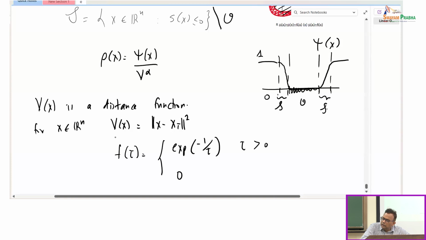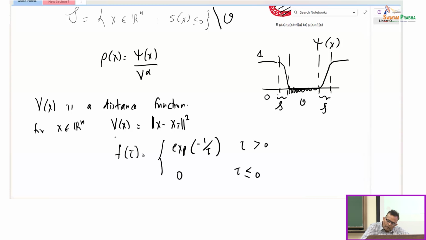If you don't get those details, that's okay, because there is no unique way of constructing it. There could be different ways. As long as you get the big picture of what this function should look like, there could be various ways of actually constructing it. I'm just telling you one possible way. Okay.